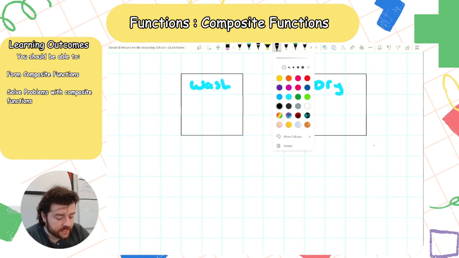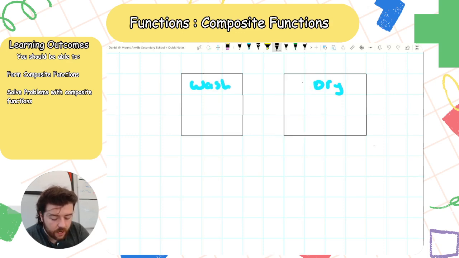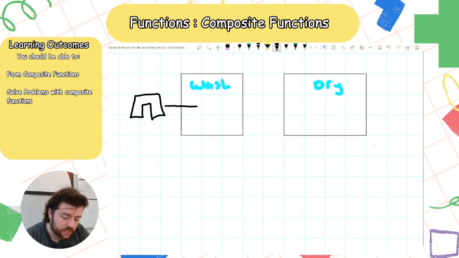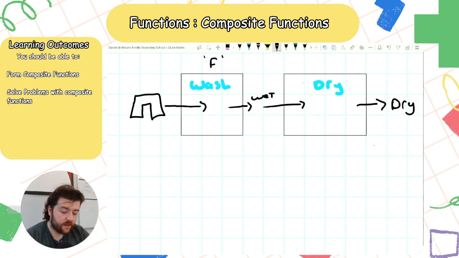So what happens is, clothes, here's my pants, they go into the washing machine. This is my function f. They go into the washing machine, they come out wet. I put them in the dryer, my clothes come out dry. And my dryer is function g. So if I apply f first and put them in the washing machine, it washes them, they come out wet, then I put them in the dryer, they come out dry.